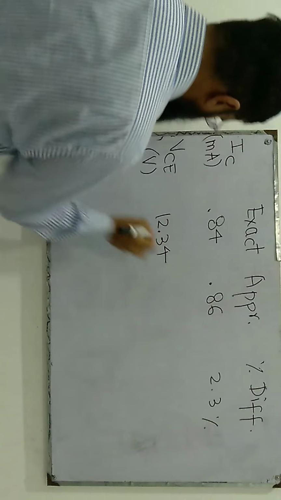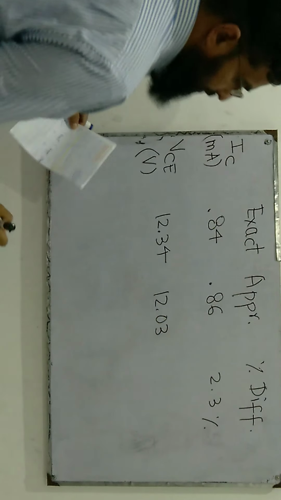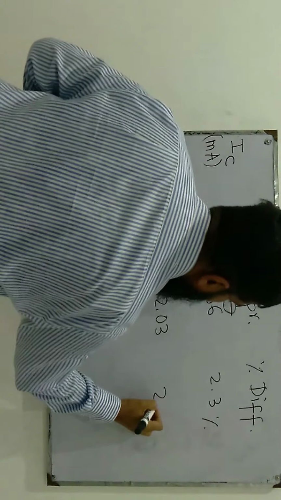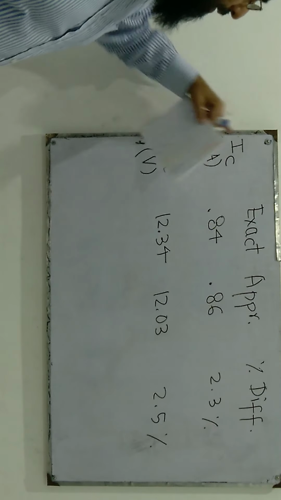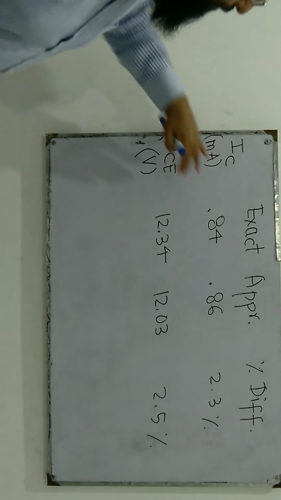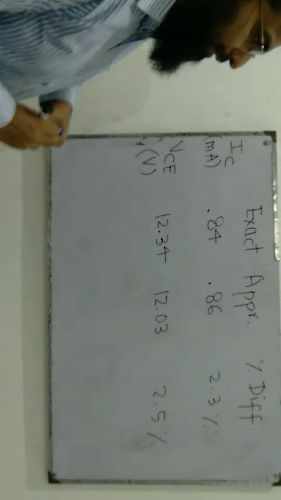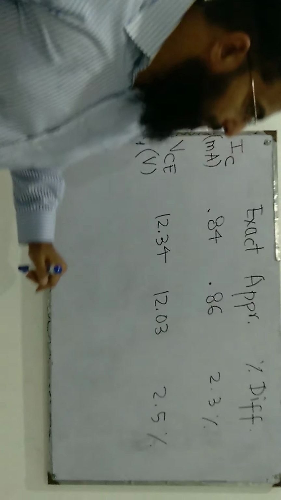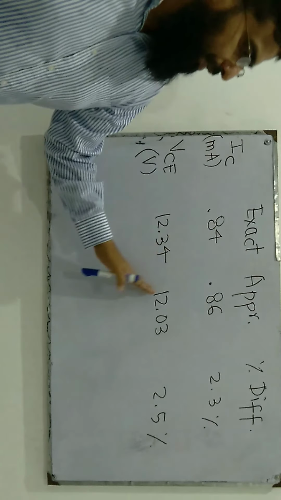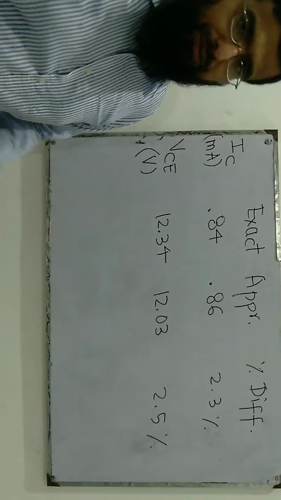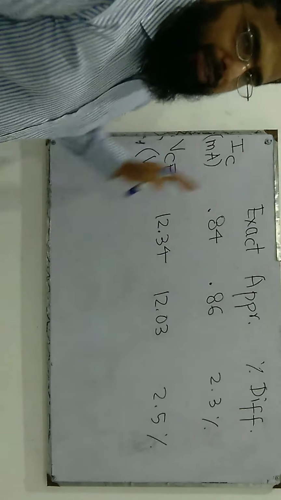It is 12.34 volts for exact analysis, and for approximate analysis, this is 12.03. So the difference is only 2.5%. This means that the bias point computed using approximate analysis is very much like what we have computed using exact analysis. There is an approximately 2.4% difference between the two types of analysis. But for approximate analysis, we have to do less work. This means approximate analysis is a good approximation of exact analysis.